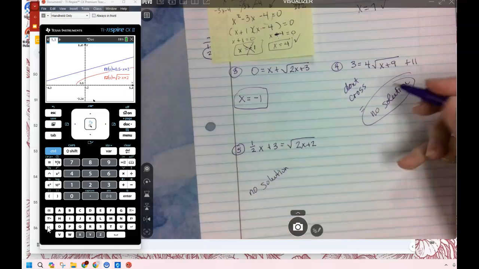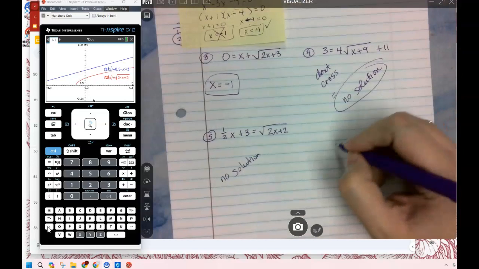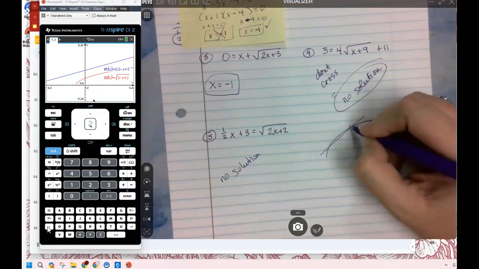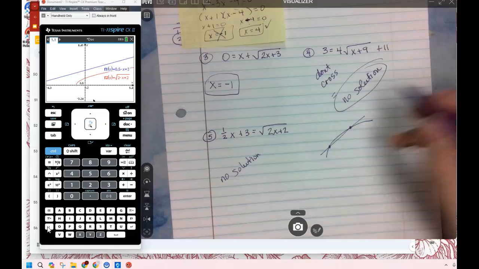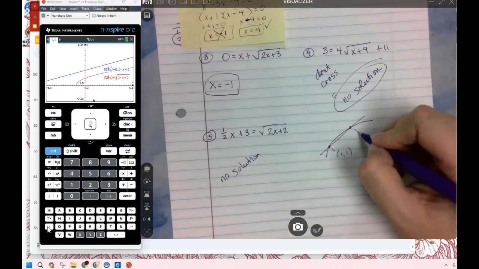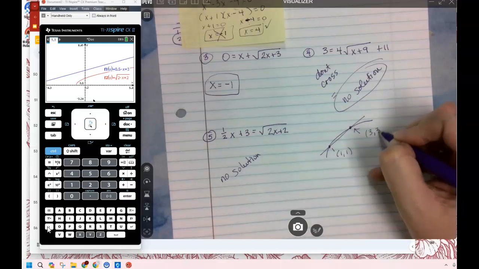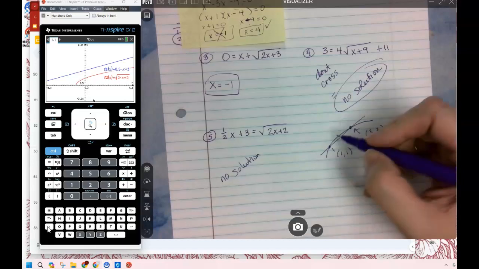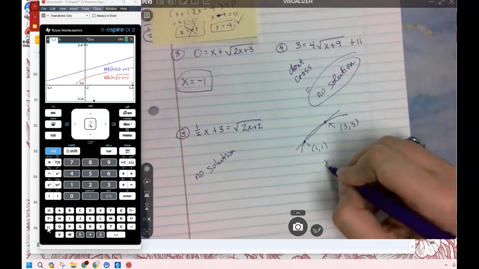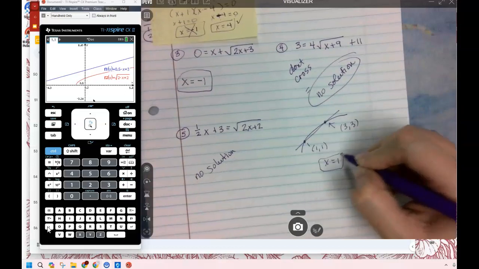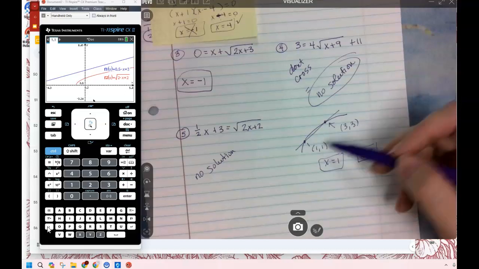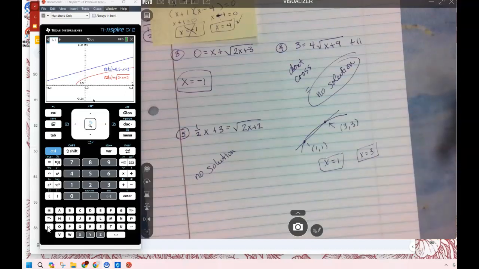I don't have an example like it, but there is one on your homework where when you do it, it looks like this, where it crosses in 2 places. Let's say this one crosses at 1, 1, and this one crosses at 3, 3. If this was the answer, if this is what our graph looked like, we could have 2 answers, and our answers would be x equals 1 and x equals 3. We could have 2 answers because it crosses in 2 places like that.